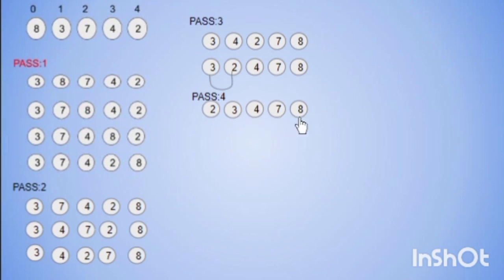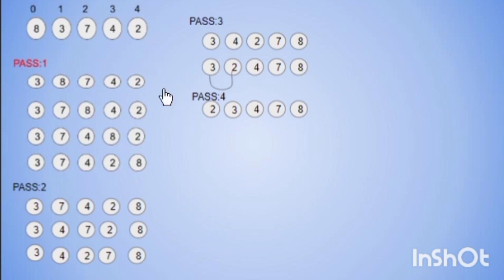Okay. So now last 4 elements have come to their right positions, which means all the last 4 elements are already sorted. So now this array is a sorted array. After 4 passes, we got the array in ascending order.